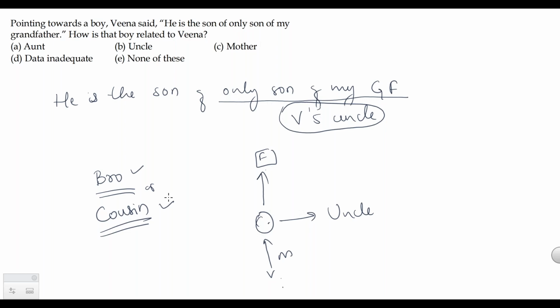It is happening, right? When you do not get a single answer, when you do not get exactly one relation, then you have to consider the answer as cannot be determined or data inadequate. Means the given data is not sufficient to answer the question. When a relation cannot be said exactly, we have to go for cannot be determined. Is that clear? The answer here is D.